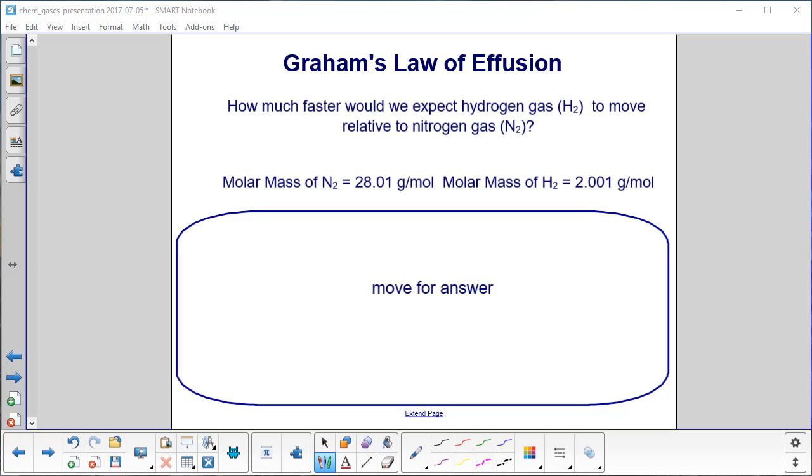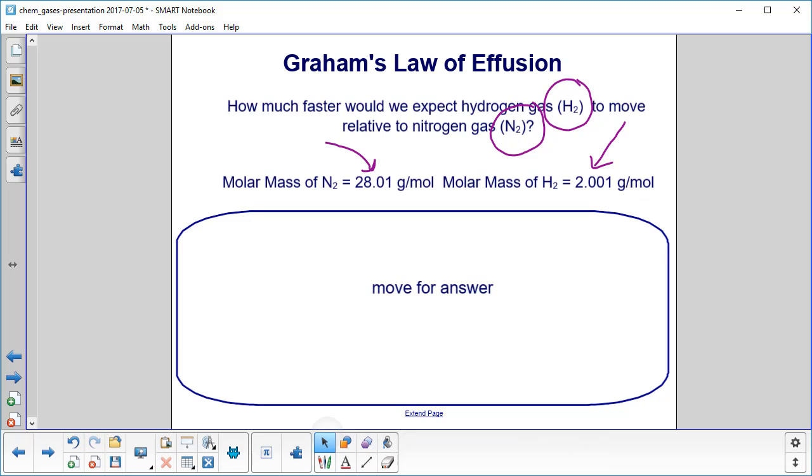How much faster would we expect hydrogen gas to move or effuse relative to nitrogen gas? So here's our molar mass of nitrogen gas. We get that off the periodic table. The molar mass of hydrogen. So give that a shot before we move this for the answer. So feel free to pause the video. And come on back. Let's see what we have.